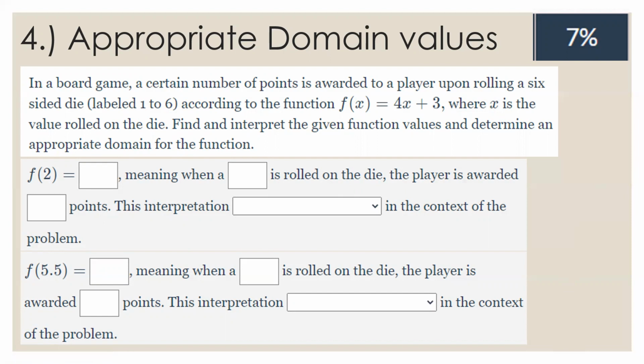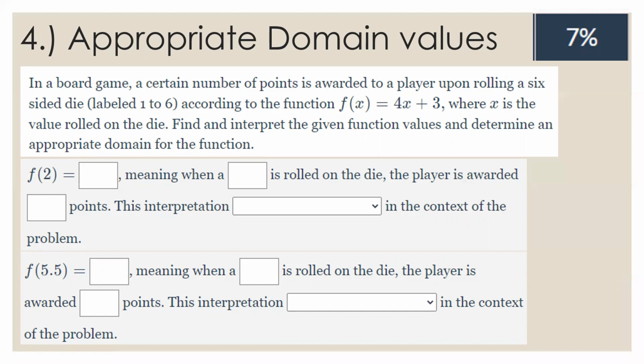In this situation, we have a board game where a certain number of points is awarded to a player upon rolling a 6-sided die labeled 1 to 6, according to the function f of x equals 4x plus 3, where x is the value rolled on the die. Find and interpret the given function values and determine an appropriate domain for the function. Now remember, domain is your x values. Domain are all the x's, all the inputs that you can put in.